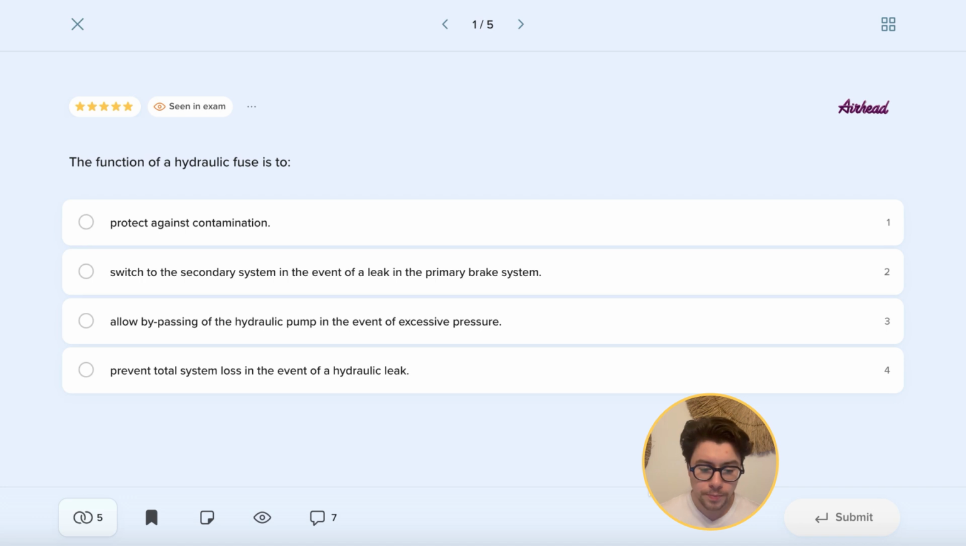So, going through the answers, answer D, prevent total system loss in the event of a hydraulic leak, will be the correct one. Not only the system loss, but also the entire hydraulic fluid capacity is not lost. Because of course, if you lose all the hydraulic fluid, the hydraulic system will not be usable at all.